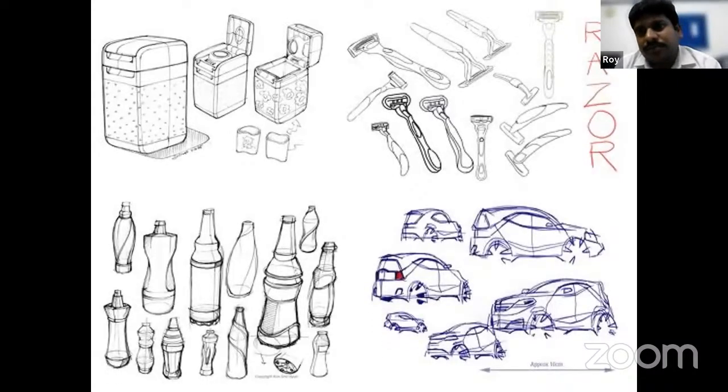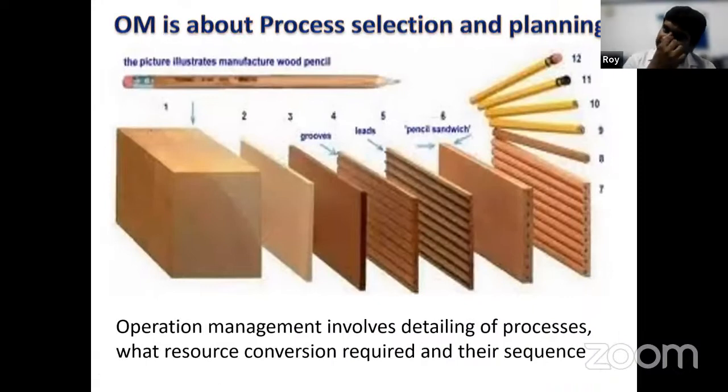What are these things? A product, from one place to another place, it will evolve. It will take different steps in order to get the final product. OM is about process selection and planning. What is step 1? What is step 2? 3, 4, 5, 6, up to 12. See, the ultimate wood pencil: the wood is cut into different pieces and sizes, and you need to insert the graphite into that. They need to fix the eraser at the end of the pencil. A lot more will be involved in that.